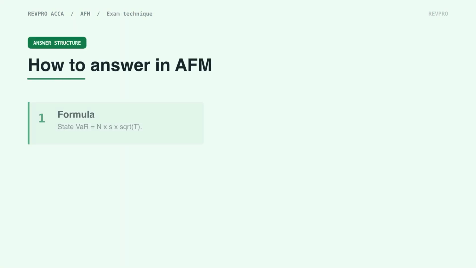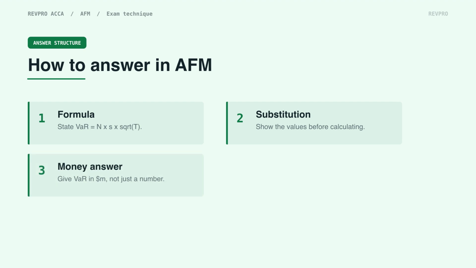In the AFM exam, keep your answer in 4 steps. First, write the formula. Second, put the numbers into the formula. Third, state the VAR in money terms. Fourth, explain the confidence level and the downside threshold.